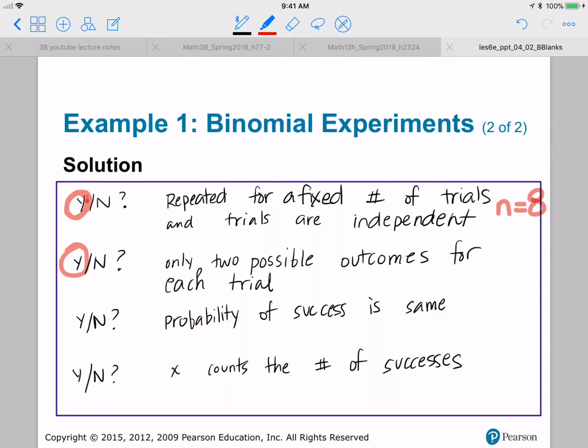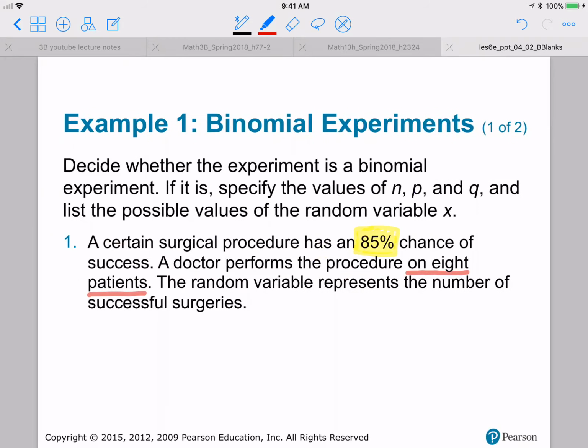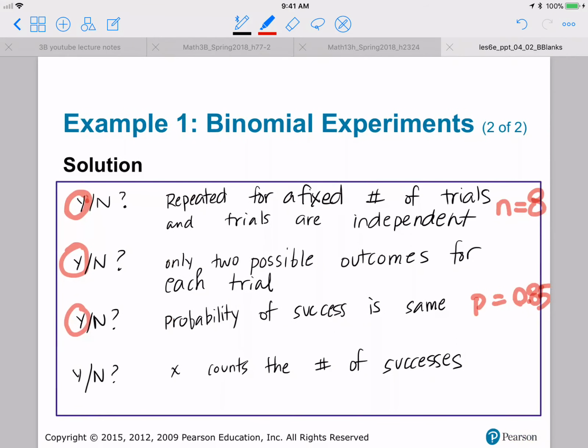The probability of success is the same. Yes, we are given that P equals 0.85. Now, how did we get that? Right here, right? A certain surgical procedure has an 85% chance of success. That means P equals 0.85.